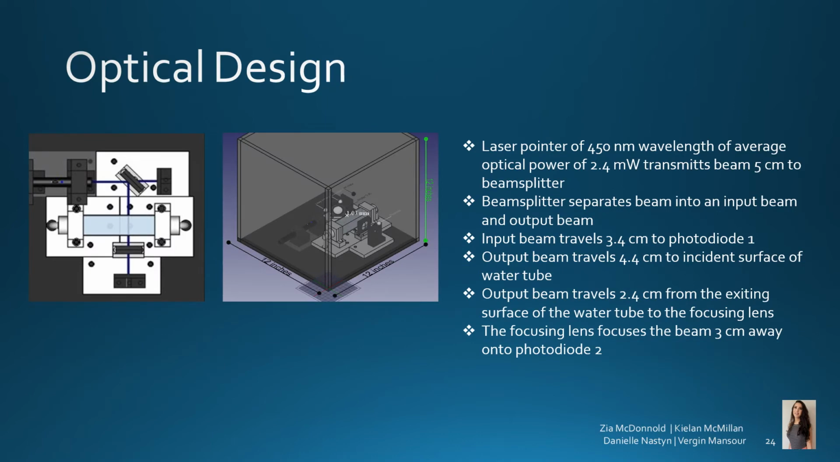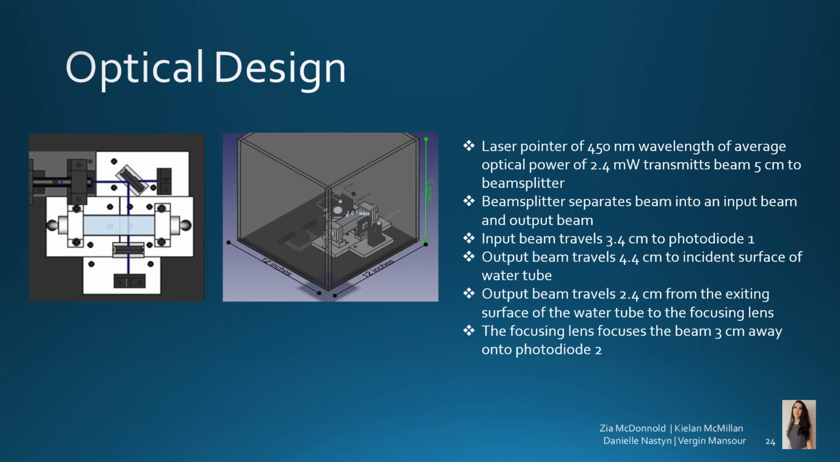Lastly, I'll go over the optical design. We start with a laser pointer of 450 nanometers propagating a beam of 2.4 milliwatts of average optical power 5 centimeters to the beam splitter, where it's split into two separate beams of roughly 1.2 milliwatts each. The input beam path is a transmitted path where the beam transmits to the beam splitter and travels 3.4 centimeters to photodiode 1 for the input intensity to be detected.